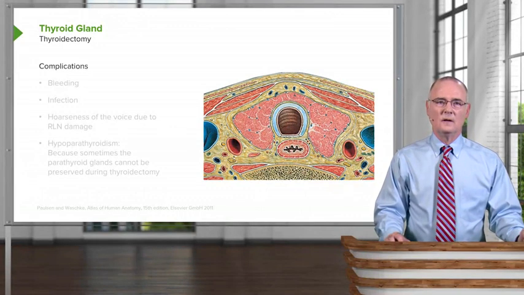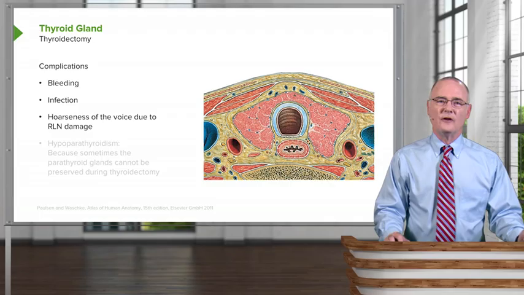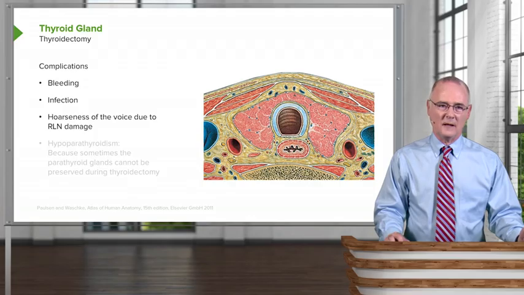Some complications associated with a thyroidectomy include bleeding from the vasculature, either arterial bleeding or venous bleeding. Infection is always a concern in any surgical procedure. As we discussed not too long ago, hoarseness of the voice can occur if there's surgical injury to one of the recurrent laryngeal nerves. So again, it's very important to isolate them and protect them during a thyroidectomy.